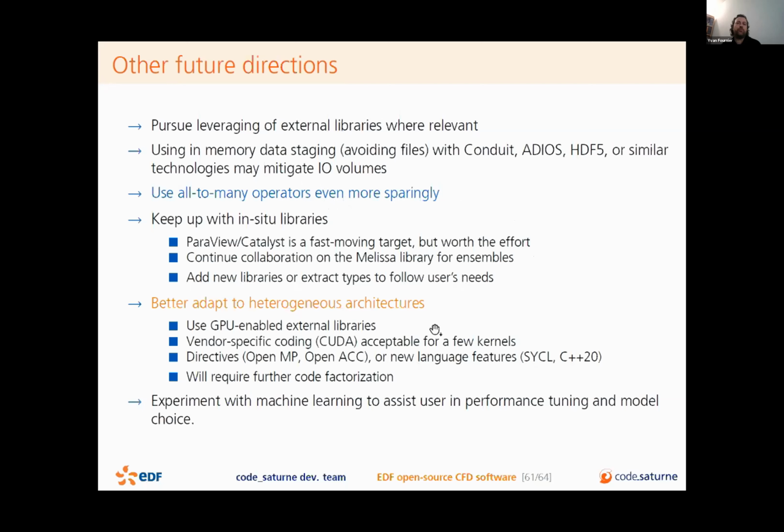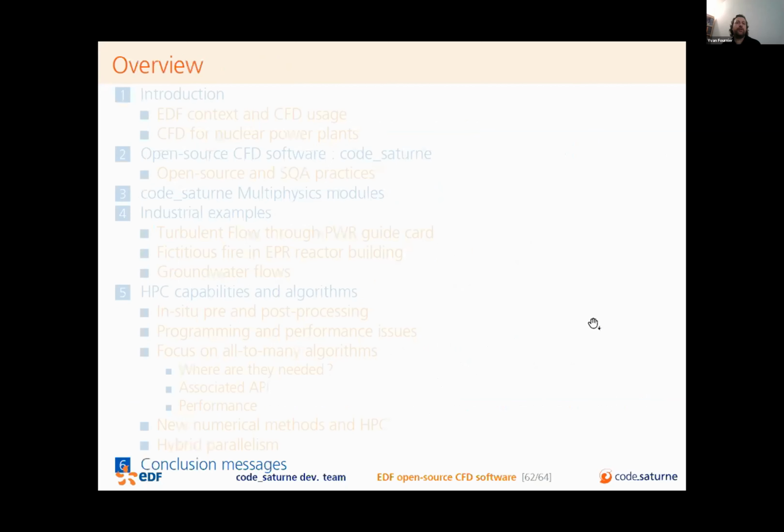So we have a push for GPUs and try to adapt the code. We can afford to do a bit of vendor-specific coding for a few kernels, which will need to use directives or maybe new language features for the rest. And so we're starting on that now. Libraries are easier to plug for the built-in parts. We'll be working on that, and that will require further factorization. We also have a PhD starting to experiment with machine learning to assist with some aspects of performance tuning.